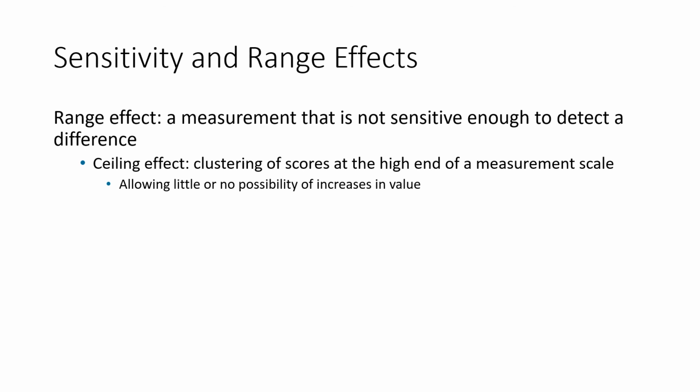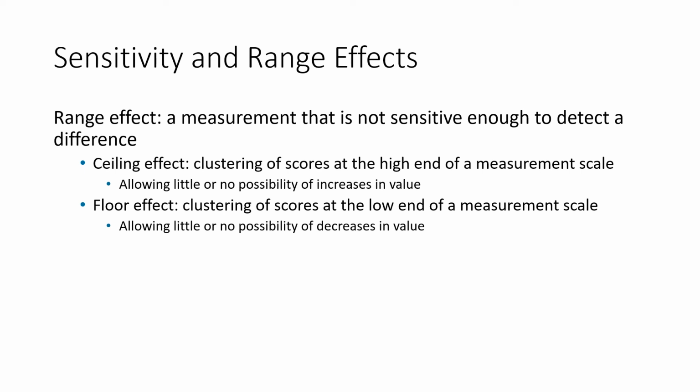There are also other things relating to range effects, such as ceiling effects. This is where you'll have a cluster of scores at the high end of the measurement scale, which allows little to no increase in value beyond that. When everything's clustered together, you're not getting much difference between what you're measuring. The same is true in the other direction with the floor effect, where you get clustering of scores at the lower end of the scale, allowing for little to no decrease in value. When you get this, you can have an issue making comparisons because everything is so close together.